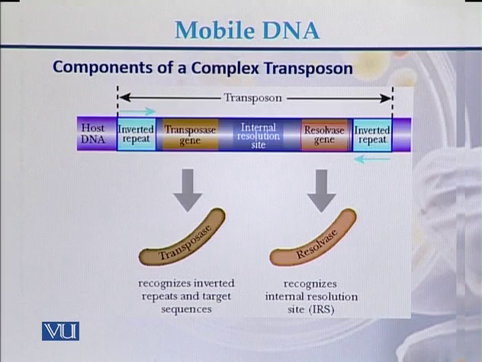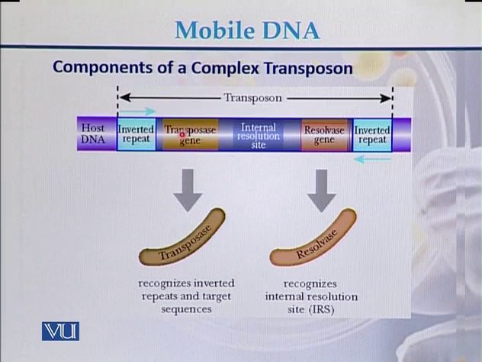Components of a complex transposon. In the case of a complex transposon, we see that there is a sequence for an internal resolution site. There is a gene for the transposase enzyme. There is a sequence for a resolvase gene. And on both sides we see that there are inverted repeats. So this is the difference between the simple transposon and the complex transposon.